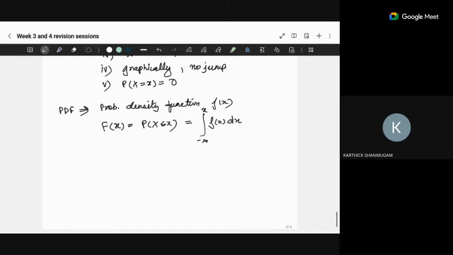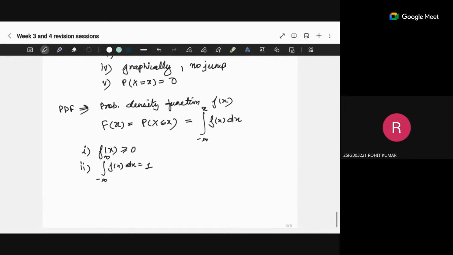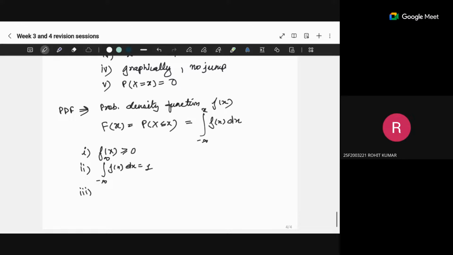Now, what are the properties of fx? The first thing is it should be greater than or equal to 0, and the second thing is if I integrate it from minus infinity to plus infinity, the whole area would be equal to 1. Then, what is the support?